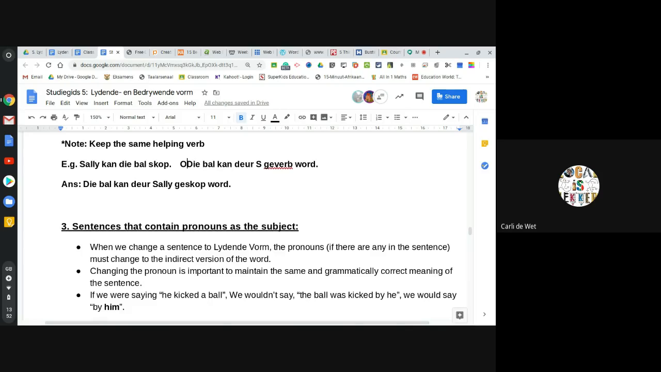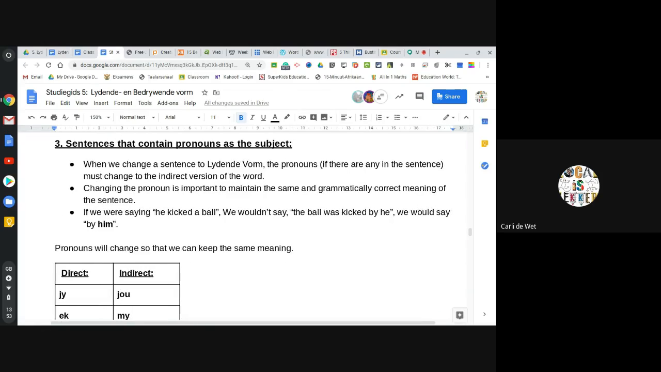And I'm going to take that out. Kan is already there in the place of sal, né? Kan deur. Now, what is my subject? Sally. Verb. Wat is my verb? Skop. So, skop. And there's my sentence. Die bal kan deur Sally geskop word. Easy, né? Very easy. So that's why I'm saying it's crucial that you know the formulas, because you're merely going to substitute the words of the sentence in this formula.